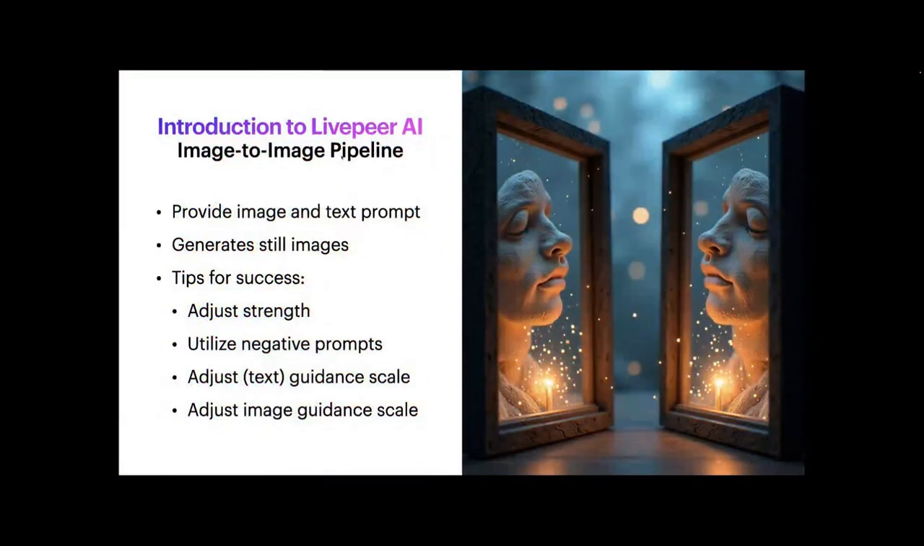Image to image pipeline, again, generates still images, but you're able to provide not only a text prompt, but an image as well. Key things here to note is you've got a couple more parameters versus the text to image. So you can adjust the strength, again, use negative prompts, but you've got guidance scales for both text and image. And we'll experiment with that a little bit later.